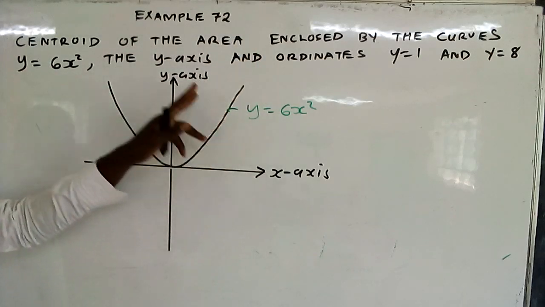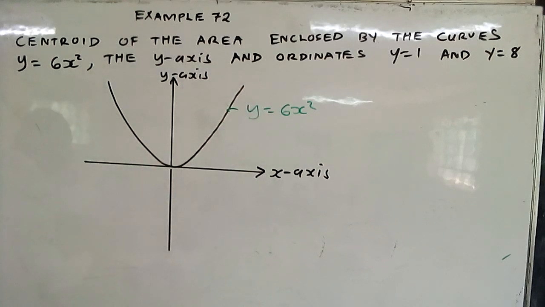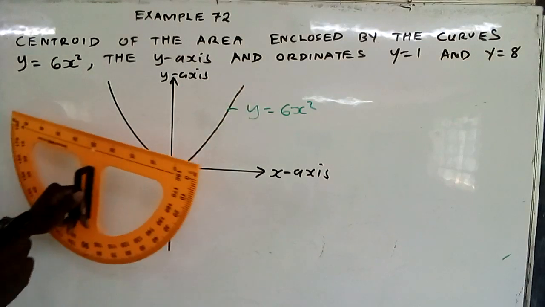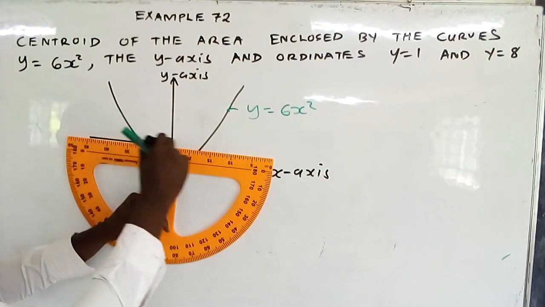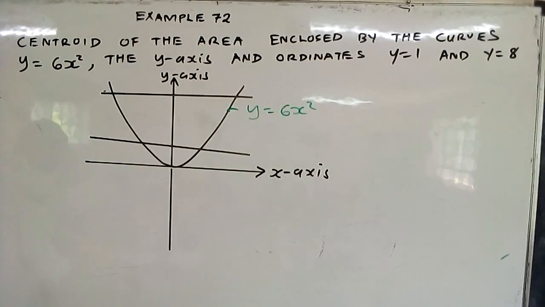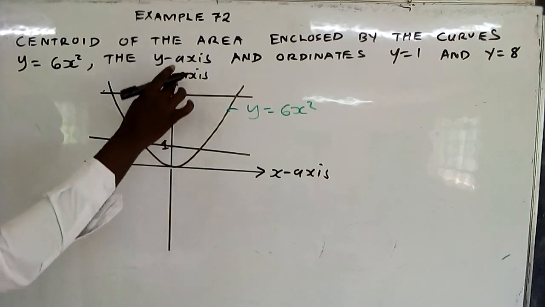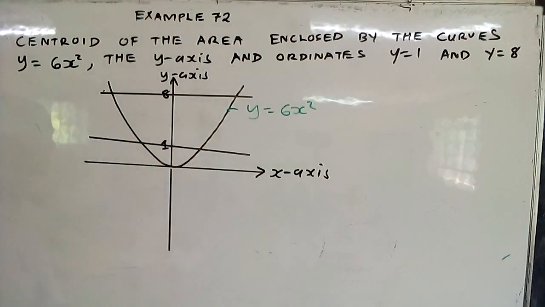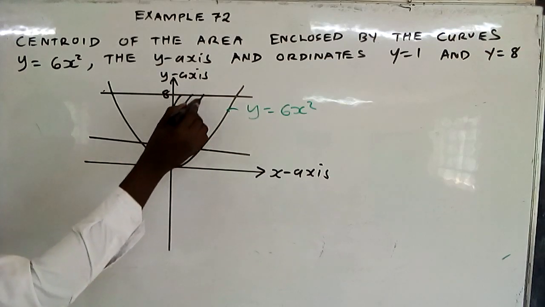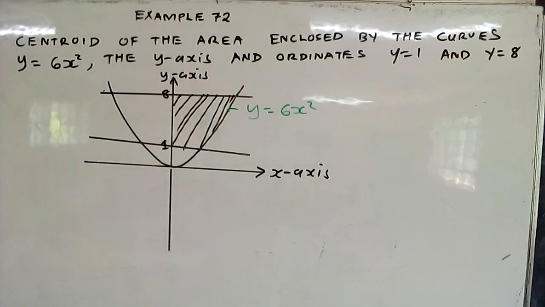So once you sketch that parabola, then you'll be told the region enclosed, the area enclosed by this parabola, the y-axis, and the ordinates y equals 1 and y equals 8. So this is where y is 1, and this is where y is 8, and this is the y-axis, and this is the parabola y equals 6x squared. You can see the region they are looking for is that region. Are we clear? That is just a rough sketch, though they are not interested in the sketch. I was just using that for explanation.